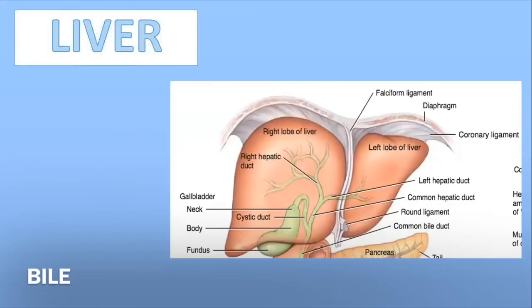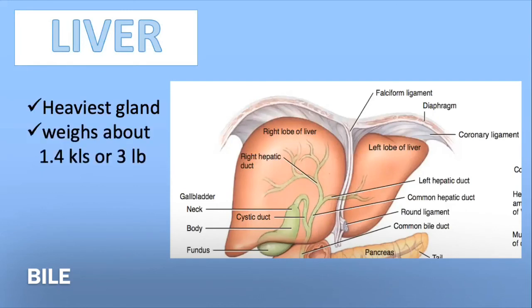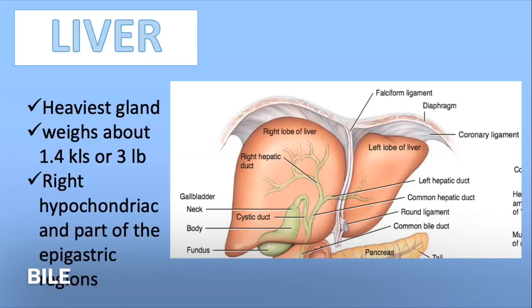The liver. So the liver is an accessory digestive organ. It is called as the heaviest gland. It weighs about 1.4 kilos or 3 pounds, and it is found at the right hypochondriac and part of the epigastric regions. Okay. The main function of the liver is to filter the blood coming from the digestive tract before passing through the rest of the body.